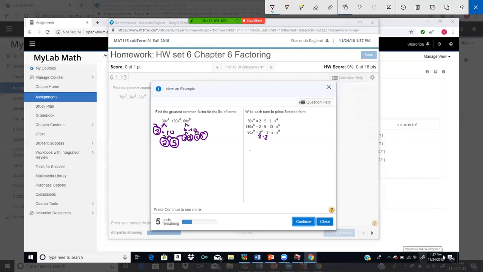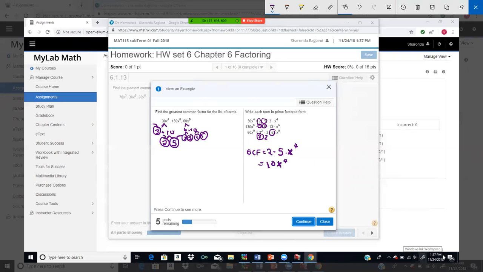What they have in common: they all three have a 2 in common, and they have a 5 in common. That's as far as the numbers go. So they have a 2 and a 5. And then how many x's do they have in common? They have 4 x's in common, so that's x to the 4. So you just found the GCF. That's 10x to the 4th.